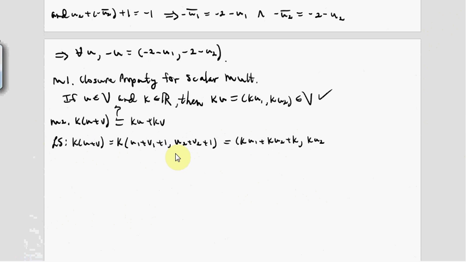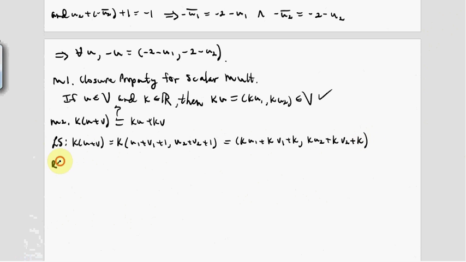Okay, that's u and v. v sub 1 plus k, and this is plus k v sub 2 plus k.